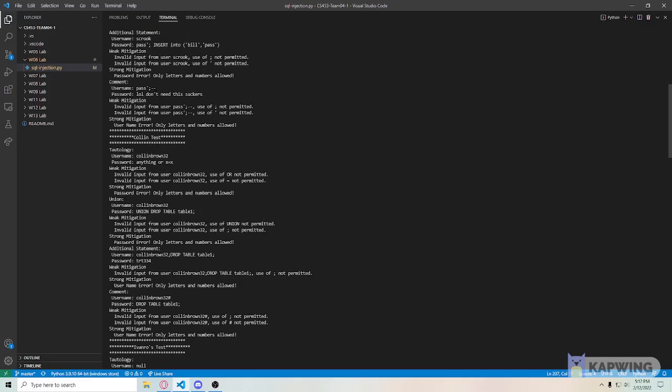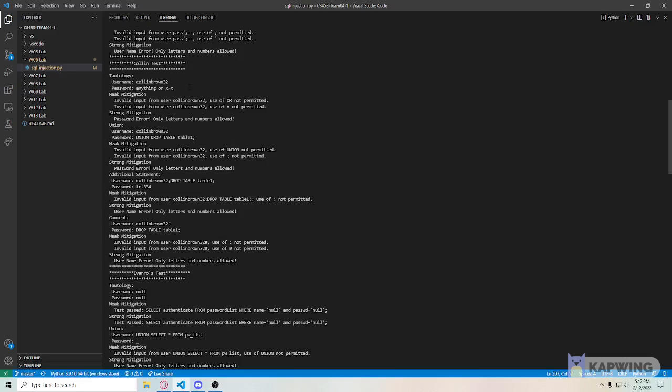Here, the username is the one that's the problem, with the semicolon and apostrophe not permitted by the weak mitigation, and the strong mitigation catching all the characters. For my tests, for Colin's tests, here the weak mitigation catches the or and the equal sign, and the characters are caught by the strong mitigation. For the union tests, the use of union and the semicolon is not allowed by the weak mitigation, and the strong mitigation does not allow any characters.